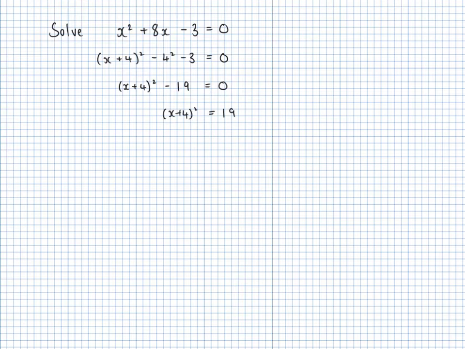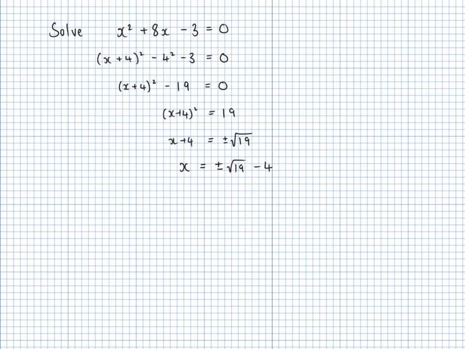Square root both sides, but when I square root, I need to take the positive and negative answers. So I will have x plus 4. I'm square rooting, so I don't need this bracket here. So x plus 4 equals plus or minus square root of 19. And then finally I can take away 4 on both sides, so I'm going to get x is equal to plus or minus square root of 19 take away 4.